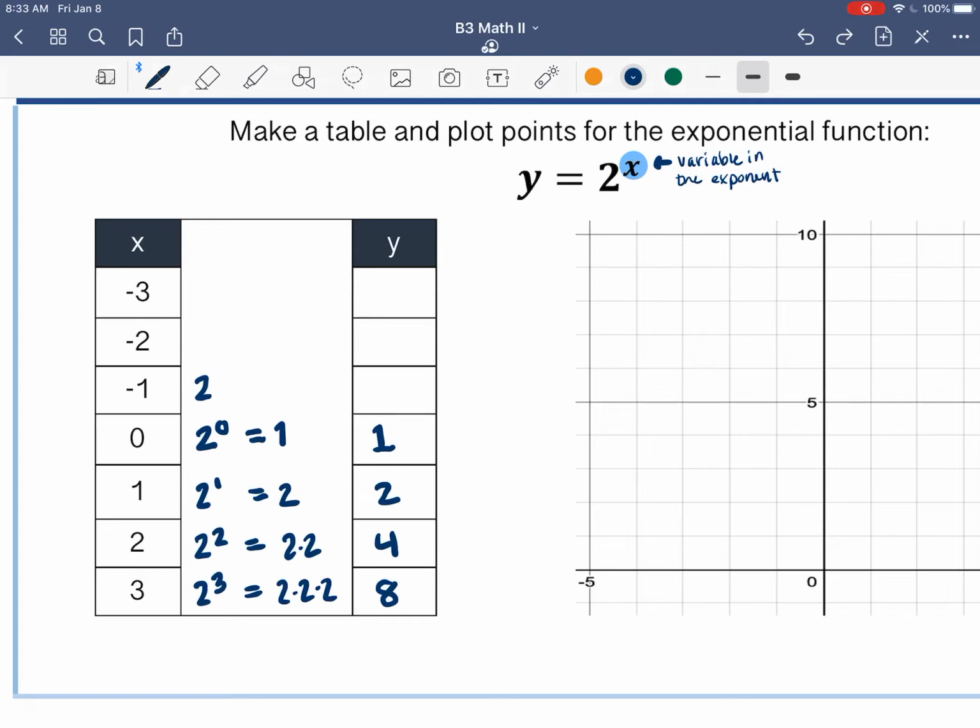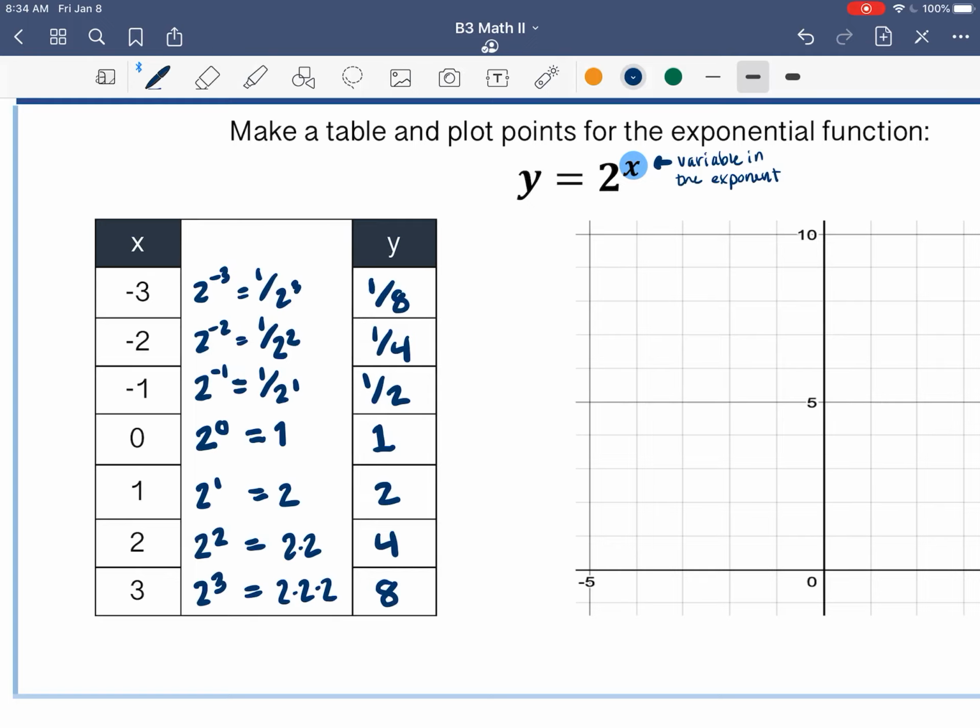2 to the negative 1, remember that negative exponents are the inverse of repeated multiplication, which means that negative exponents actually repeatedly divide. So it moves things to the denominator of the fraction. So 2 to the negative first power is actually 1 over 2 to the first power, which is just 1/2. And then 2 to the negative second power is 1 over 2 squared, which is 1/4. And then 2 to the negative third power is 1 over 2 to the third power, which is 1/8.